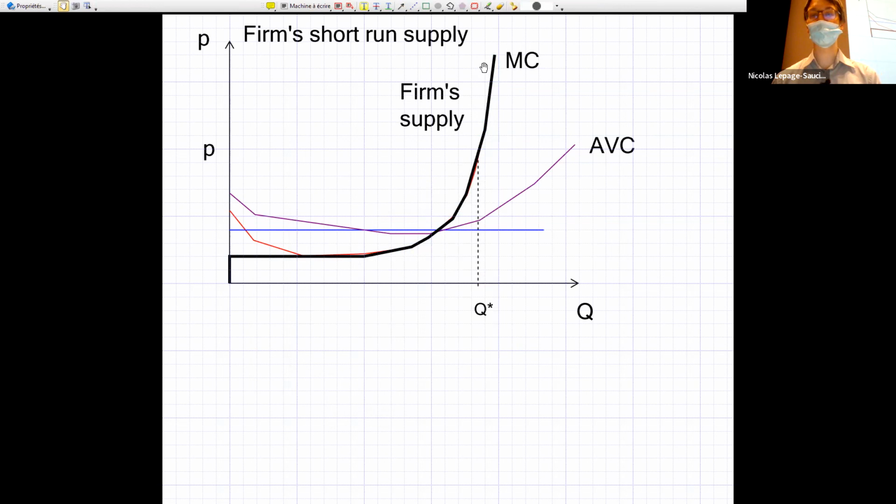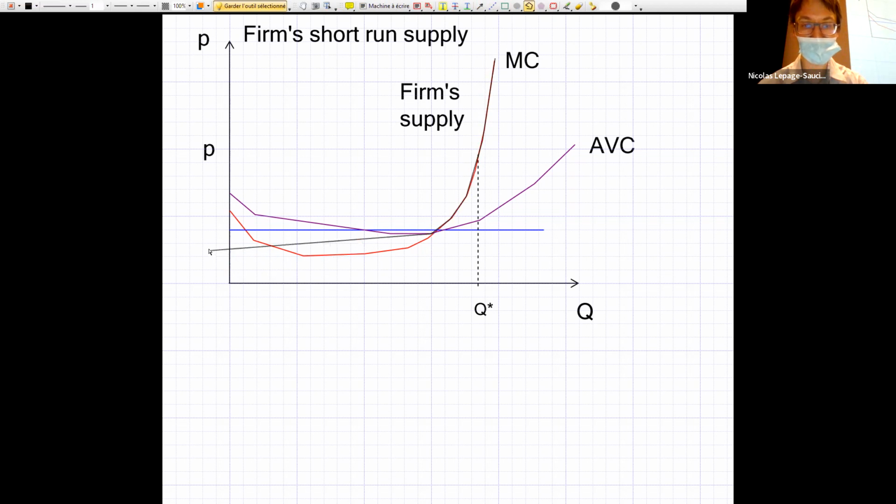So if the price is high, the firm chooses a quantity such that the price equals marginal cost. And if the price is lower than, what am I saying? Yeah, no, I didn't pick the right curve there. Sorry about that. It's that one. If the price is below the average variable cost, then yeah, the firm doesn't produce.